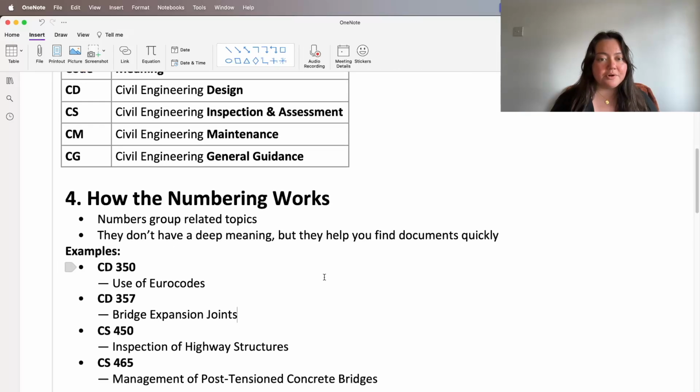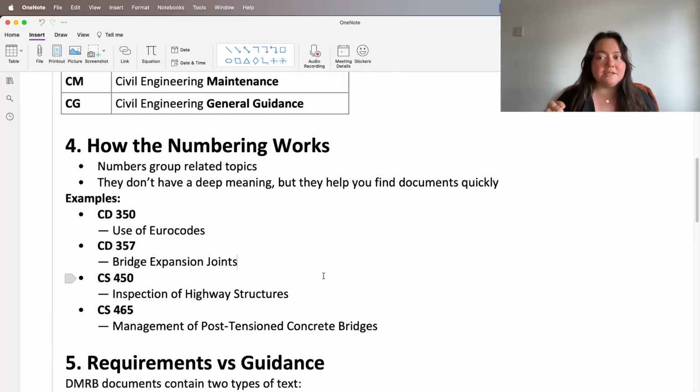So how does the numbering work? After the letters, you'll see numbers, for example, CD350 or CS450. These numbers group related topics, don't have a deep meaning, and simply help you find documents quickly, so don't think too much about it. Here are some common examples: CD350, CD357, CS450, CS465. As a junior engineer, you'll see these numbers a lot, but don't think too much about it. They're just there to help find documents easily.